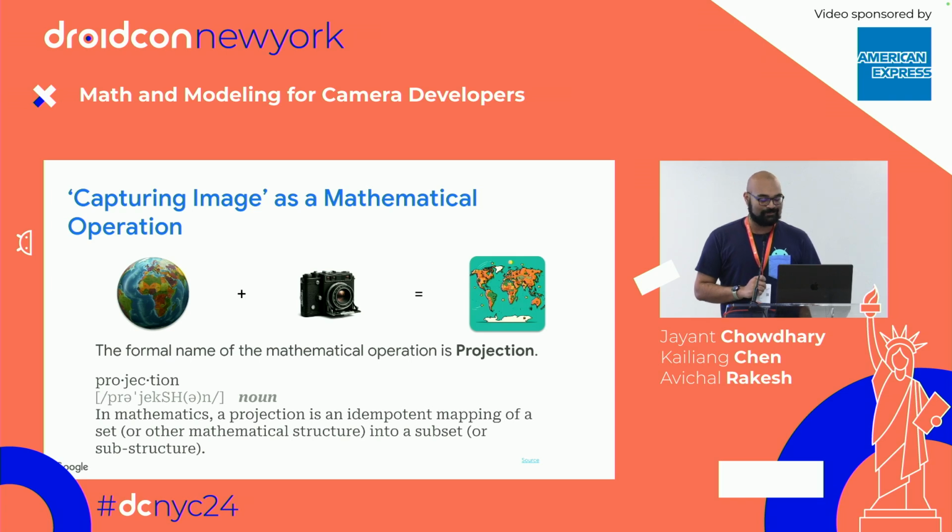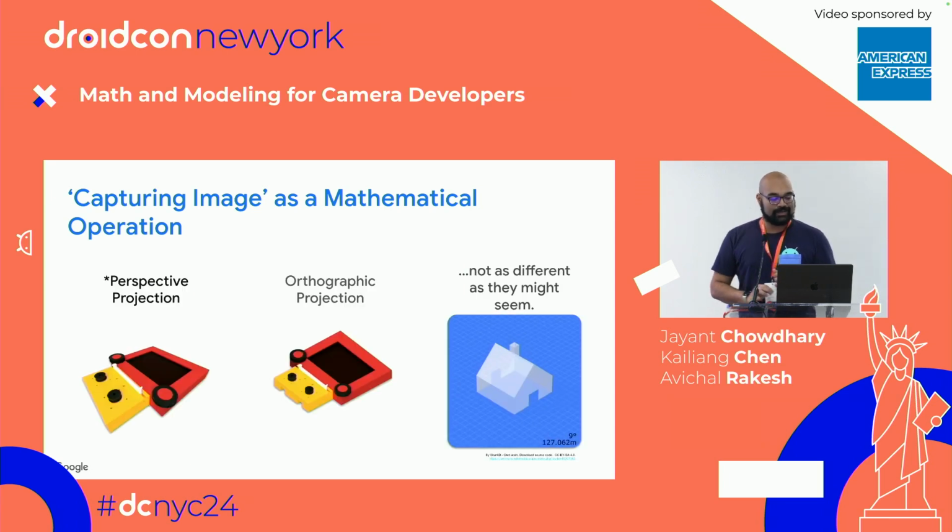I asked Wikipedia what it means, and the definition it came up with, in mathematics, a projection is an idempotent mapping of a set into a subset. All this means is it takes a set, which is three-dimensional, and converts it into a subset, which is two dimensions. Idempotent is doing some heavy lifting, but we don't need to care about it for cameras.